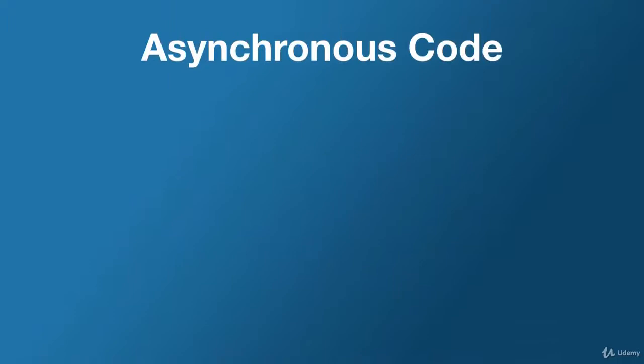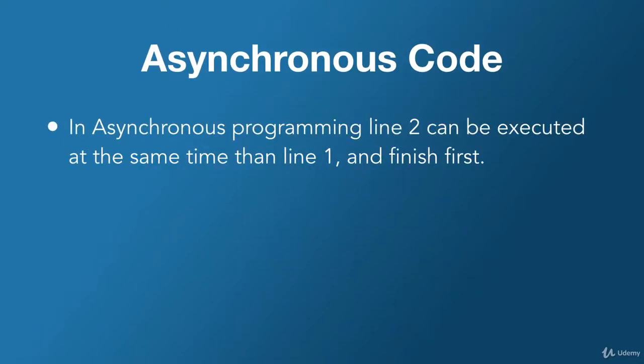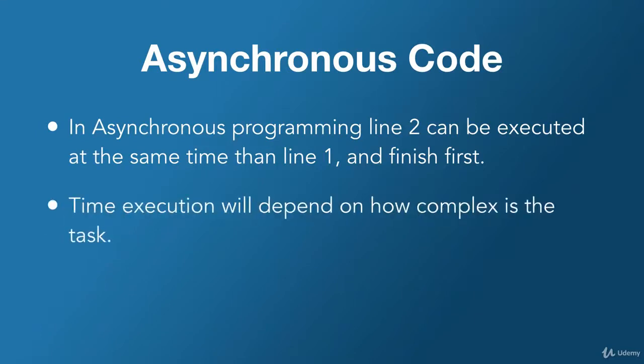So now let's see what is asynchronous code. In asynchronous programming, line 2 can be executed at the same time as line 1 and also can finish first. The execution time will depend on how complex the task is.